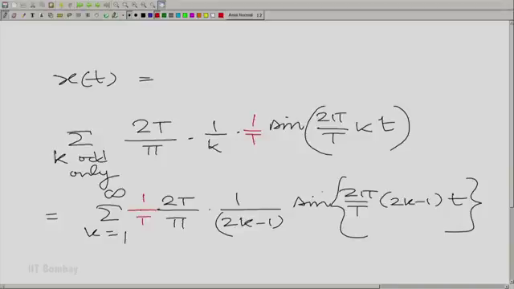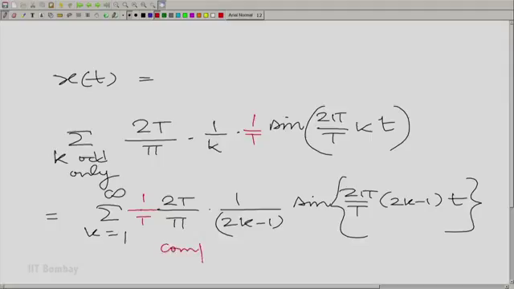But the point anyway is that you see that the components are present only for odd integers. There are only odd sine components, and these sine components decay as per the reciprocal of the frequency index. So, let us make a note of that. Components decay according to the reciprocal of the frequency, as per 1 by frequency or 1 by k if you like.